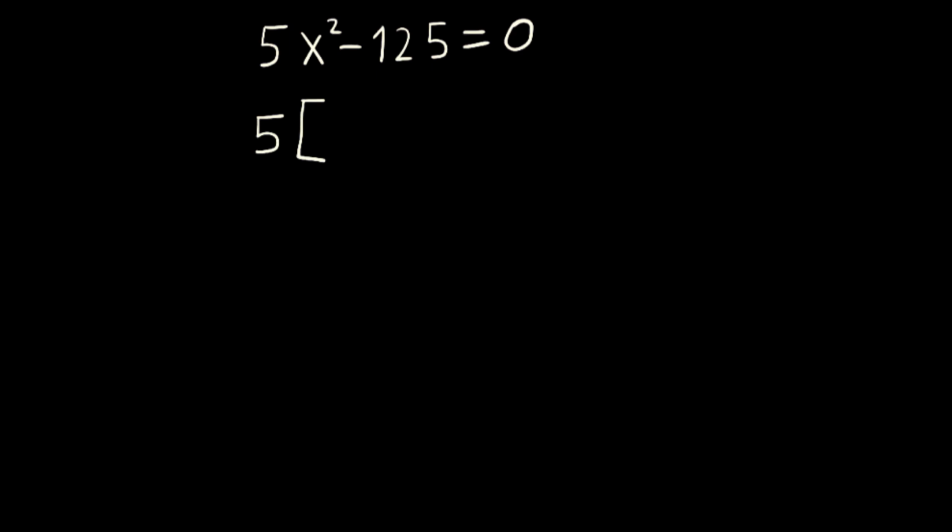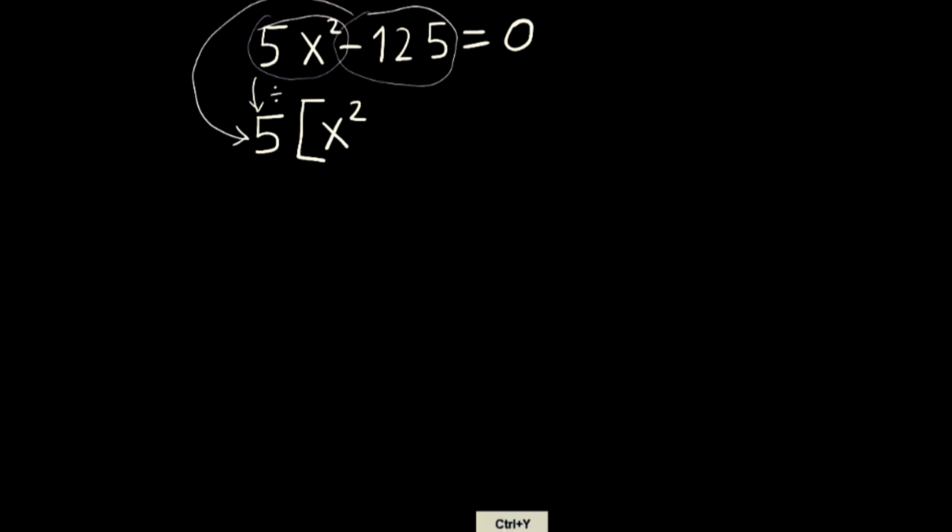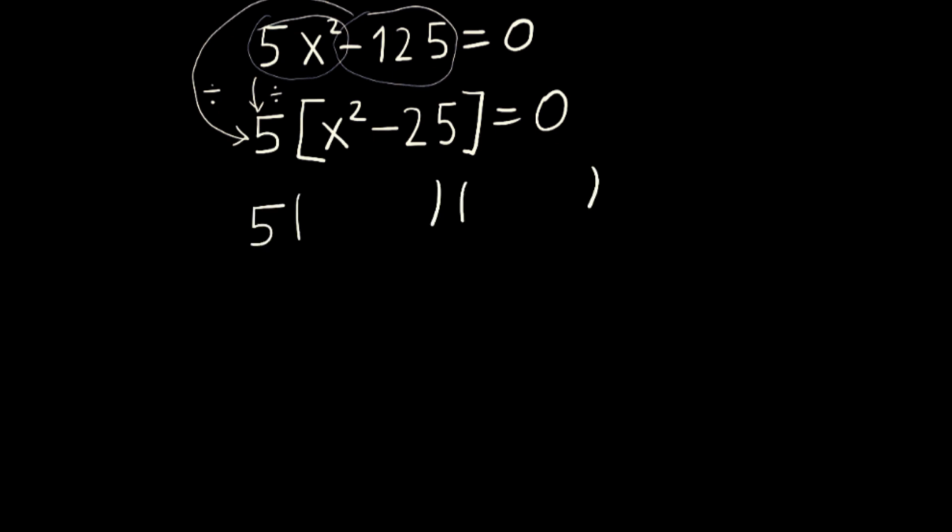5x squared divided by 5 is x squared. Negative 125 divided by 5 is negative 25. Now we can use the difference of perfect squares technique to factor x squared minus 25. The square root of x squared is x. The square root of 25 is 5. So, it's going to be x plus 5 and x minus 5.